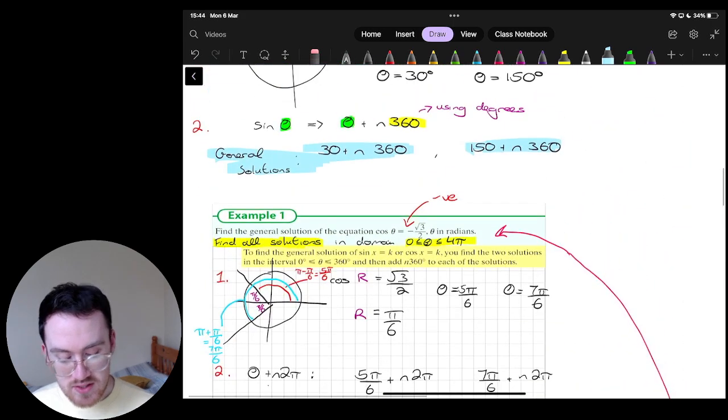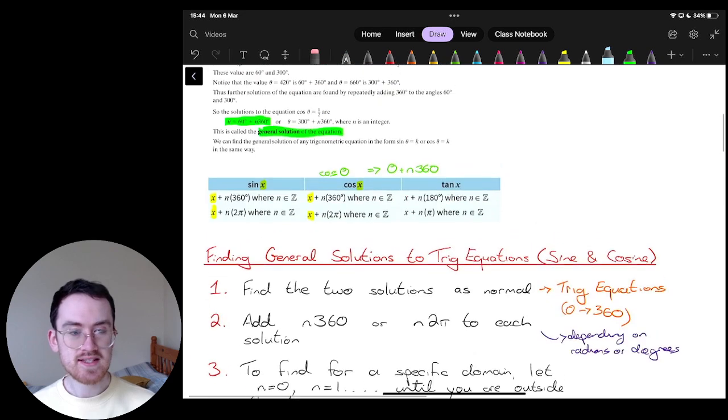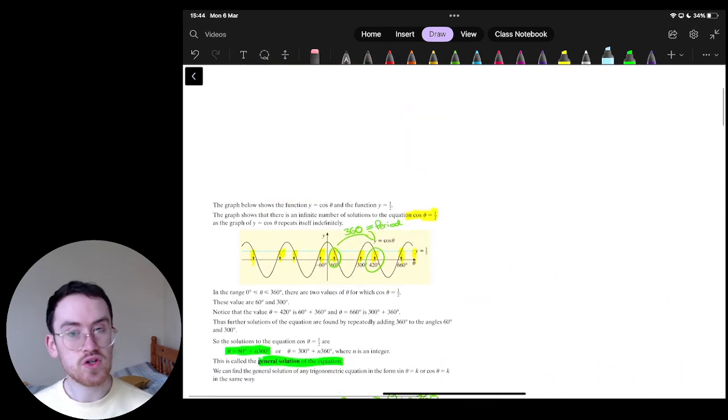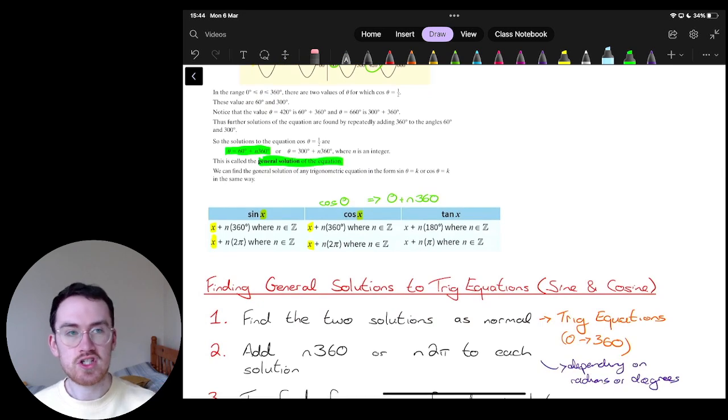The only other difference is having that consciousness that you have those extra solutions to look for. Everything else is fairly straightforward, or rather follows on from the other trig equations that we've already looked at.